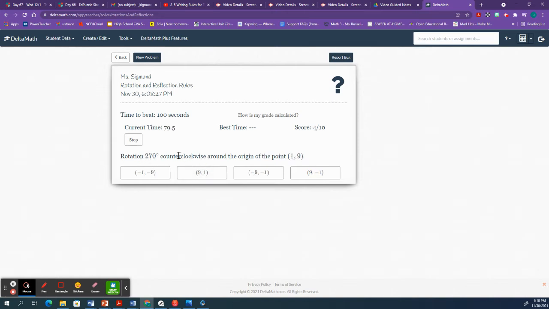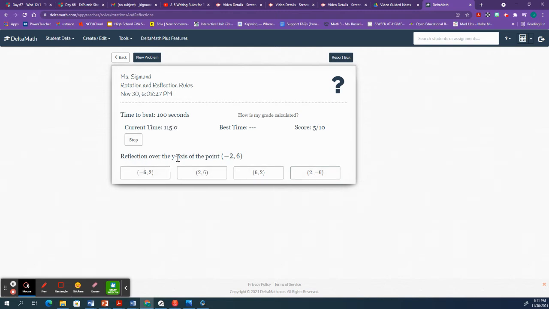Rotation 270 counterclockwise. If you're looking at your notes, that's CCW, counterclockwise, which is the same thing as 90 degrees clockwise. And then that rule is (x, y) becomes (y, -x). The x and y switch places, and the x becomes negative, so your second term becomes negative. So x and y switch, so we know it's going to be a 9 and a 1. And the number in the back, which would be a 1 when we flip it, is going to become opposite of what it was. In this case, it was positive, it's going to become negative. So (9, -1) should be our correct point there too.